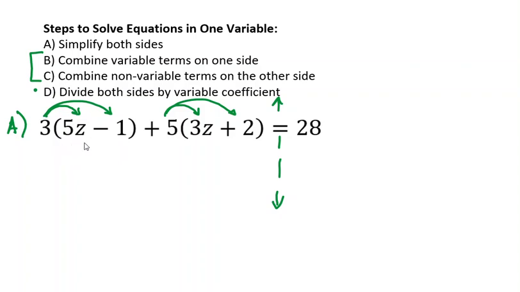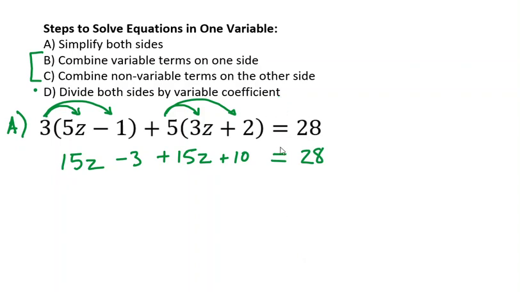We have 3 times the quantity 5z minus 1. We can do that. 3 times 5z is 15z. And 3 times negative 1 is negative 3. And then 5 times the quantity 3z plus 2, that's 5 times 3z is positive 15z. And 5 times 2 is positive 10. And then I'm going to bring down the equal sign. And then on the right side, it's 28. There's no simplifying that can be done there, so I'm not going to try to do any simplifying there.